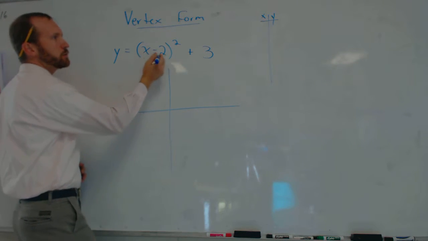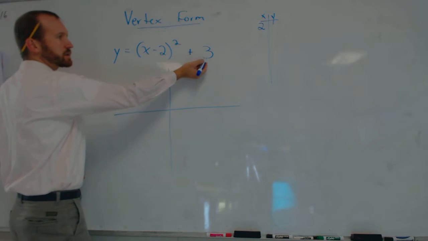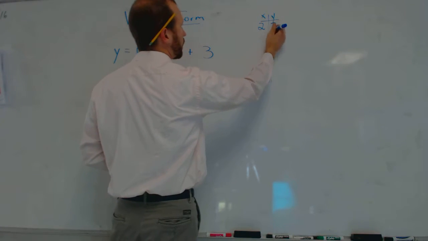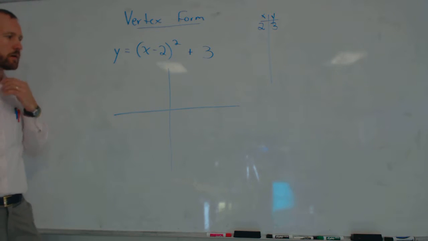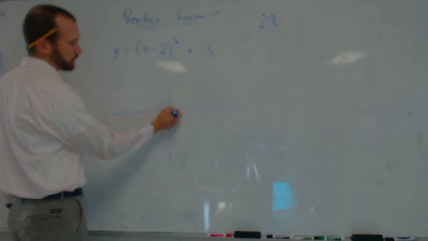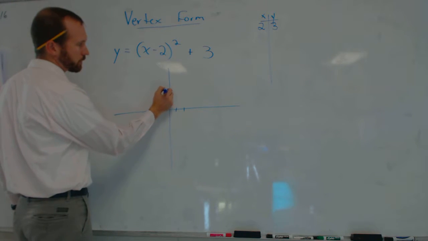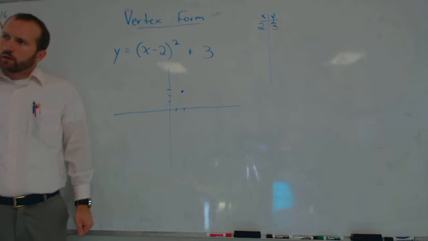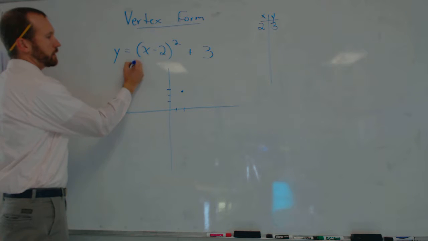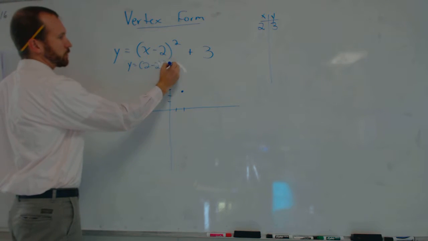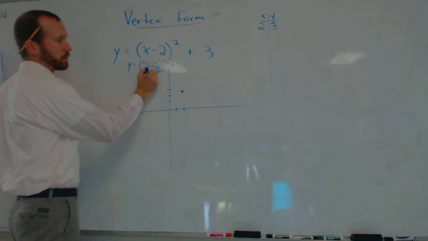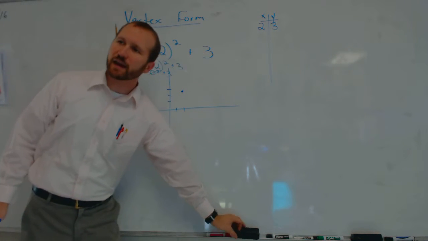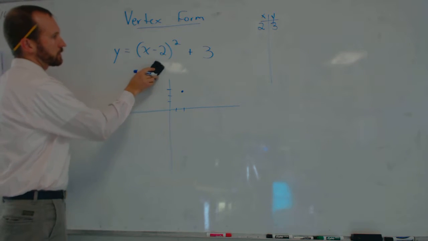So if x is 2, y is just 3. It's just this number right here. x is 2, y is 3. So we could put that point on our graph: 1, 2, 3. But why is y 3? Because y equals 2 minus 2 squared, which is 0 squared, which is 0, plus 3. So it's y equals 3 if we choose 2 for x. So 2 is a really good choice for x.